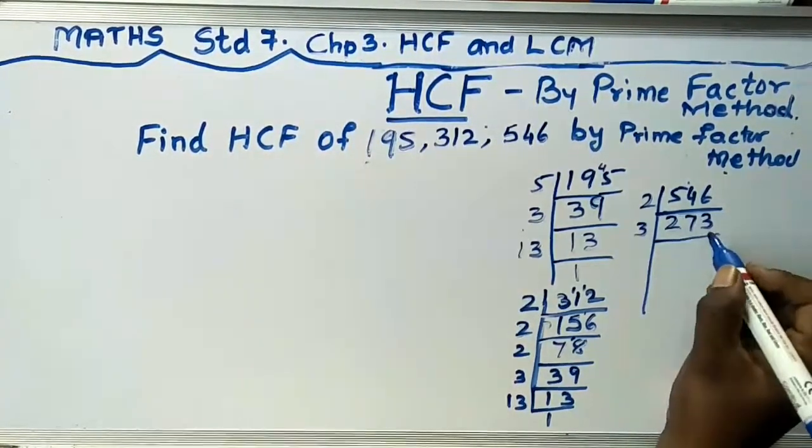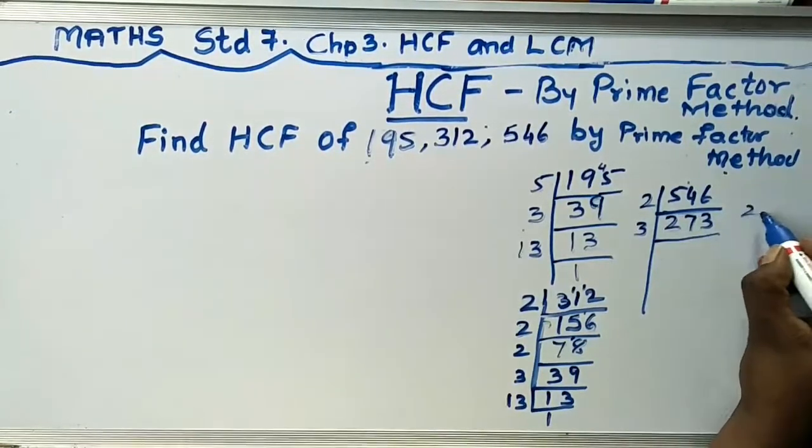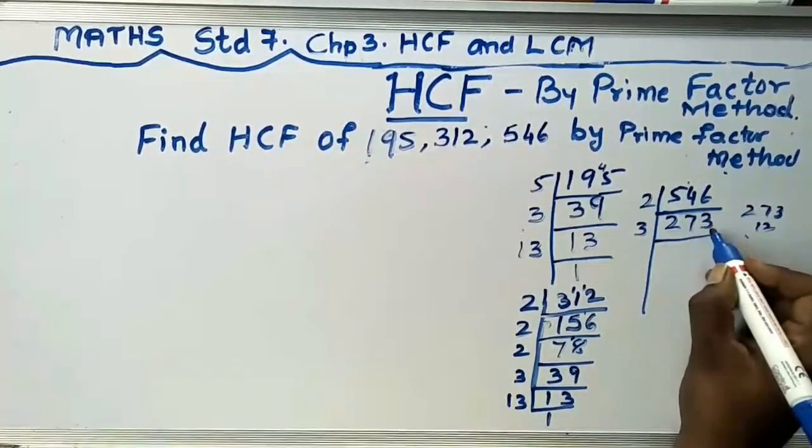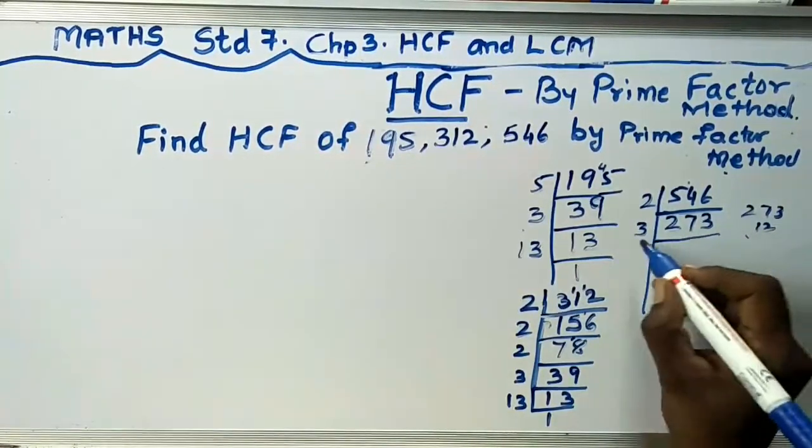How do I know that this is in the 3 table or not? So 2 plus 7 plus 3. So 2 plus 7 is 9. 9 plus 3 is 12. 12 goes in the 3 table. So 273 also goes in the 3 table.